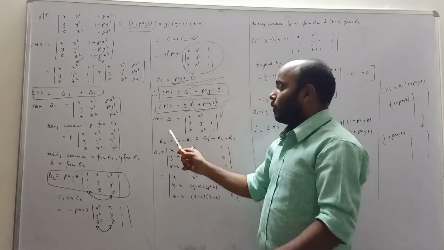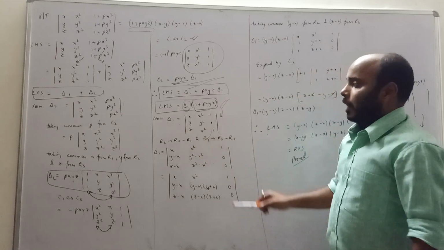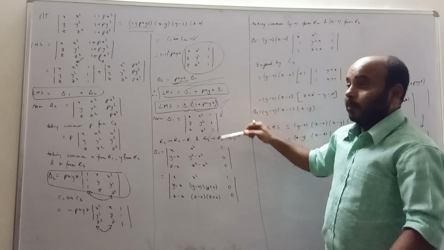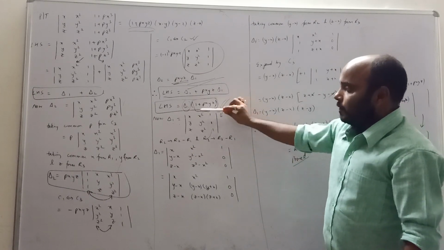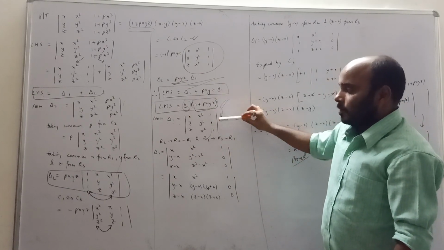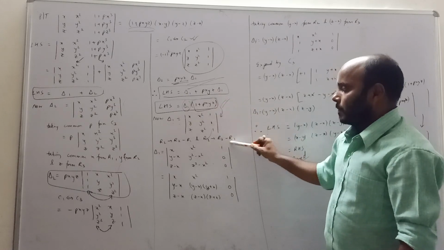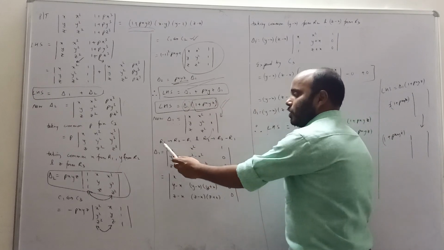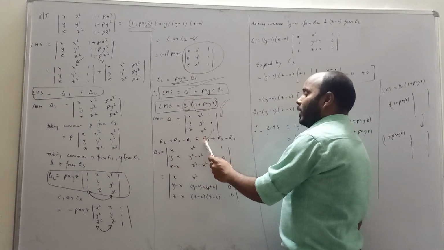So let's deal with del 1. What is del 1? This was del 1, I am writing here. Now this determinant is already in 1 1 1 form. What I have to do? Fix 1, subtract the 2. So R2 minus R1, R3 minus R1. I am changing R2 and R3, and I am not doing anything with R1.